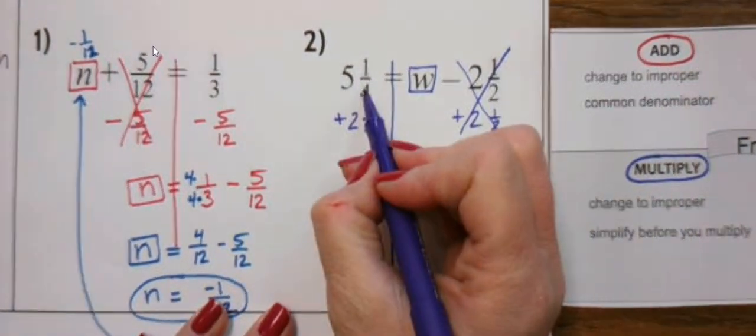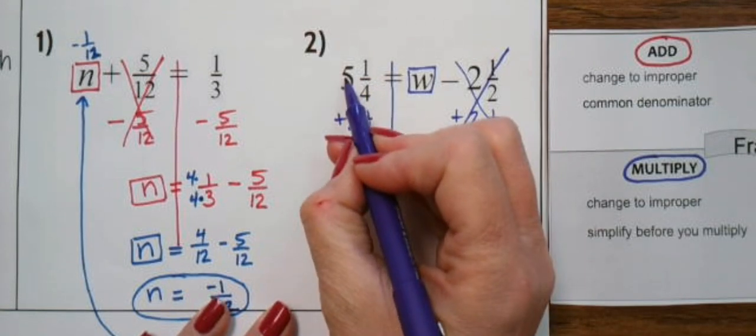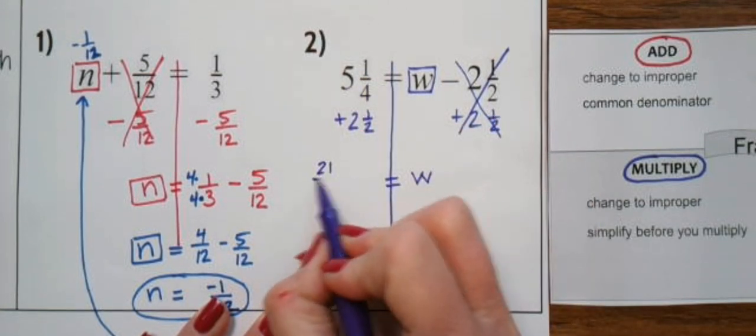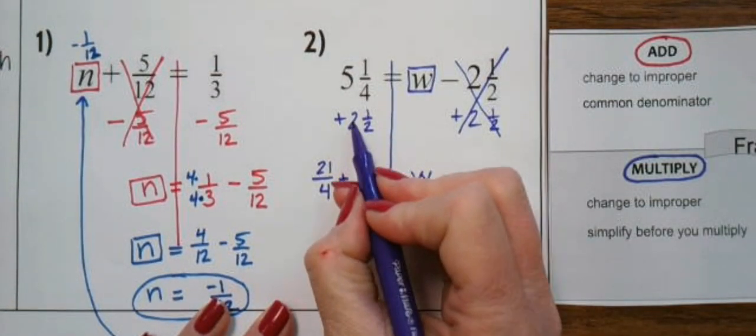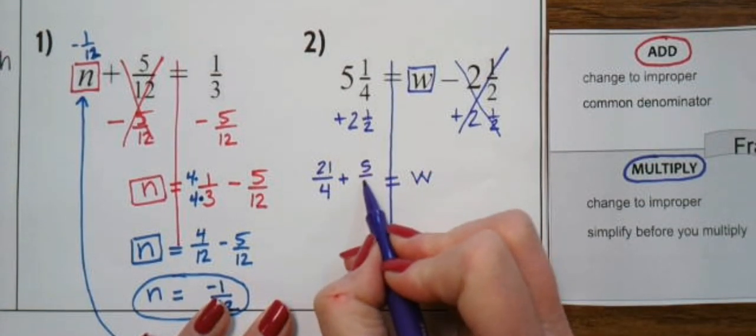Let's change 5 1/4 to an improper fraction. 4 times 5 is 20 plus 1 is 21/4. Then we're going to add 2.5. 2 times 2 is 4 plus 1, I get 5/2.